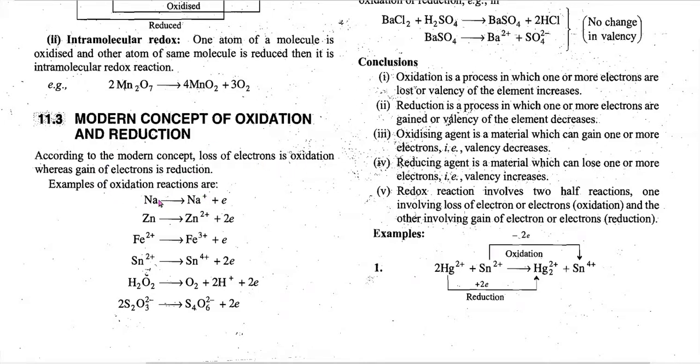In this reaction, you can see that loss of electron is taking place. Sodium, which is an atom, after losing one electron, gets converted into sodium plus ion. Similarly, zinc loses 2 electrons. Here Fe2+ loses 1 electron and gets converted into Fe3+ ion. Sn2+ is converted into Sn4+ ion and loses 2 electrons. These are all oxidation reactions because loss of electrons takes place in these reactions.